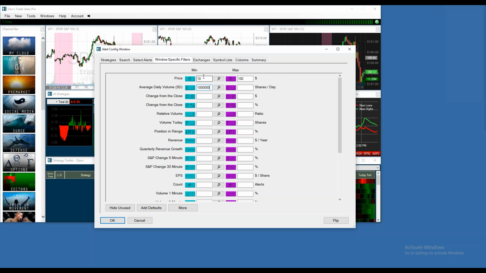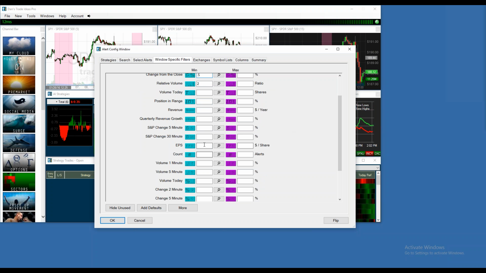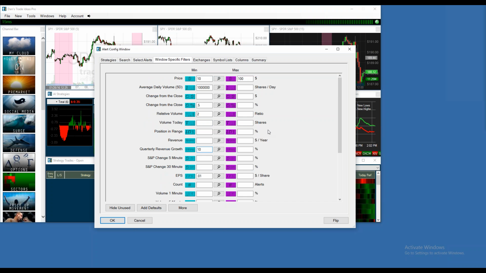So here it is, between 10 and 100, average volume of 1 million shares. We already know it's making a high. Let's have it trade 2 times normal and have it be up at least 0.5%. That's going to look good. Let's also make sure there's positive earnings per share of some kind. You know, make money, all the good stuff. Quarterly revenue growth, 10%. How about that? Brad, does that sound good? Sure. All right.